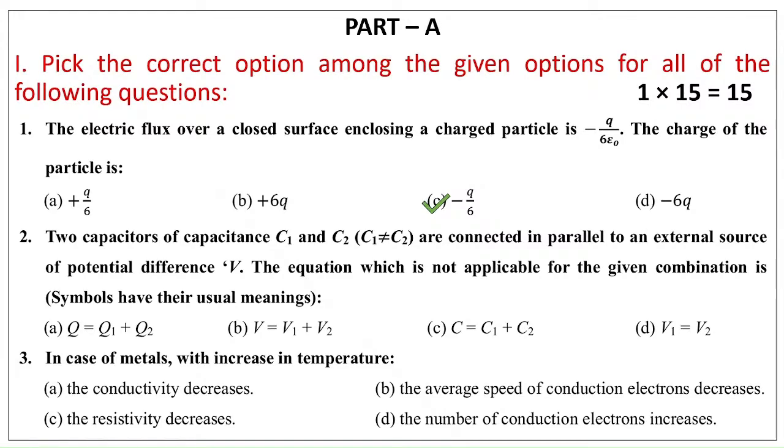Next. 2. Two capacitors of capacitance C1 and C2, C1 is not equal to C2, are connected in parallel to an external source of potential difference V. The equation which is not applicable for the given combination is, symbols have their usual meanings. Answer is option B. V is equal to V1 plus V2.